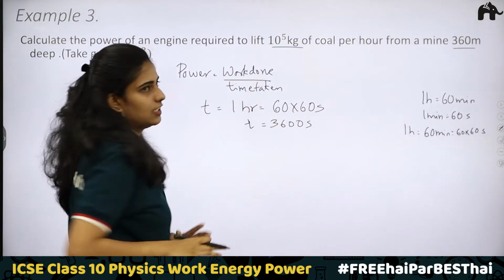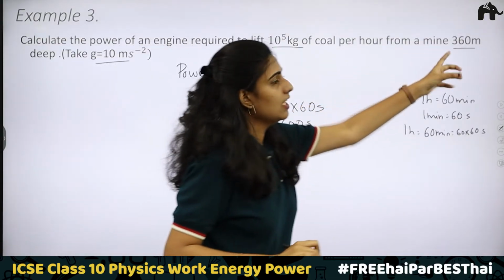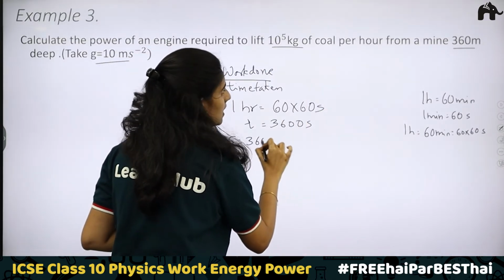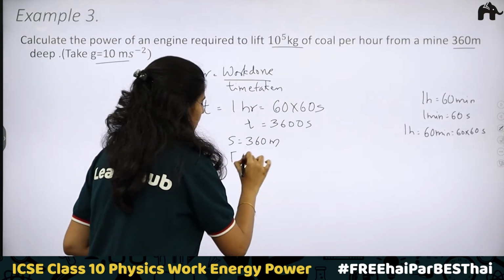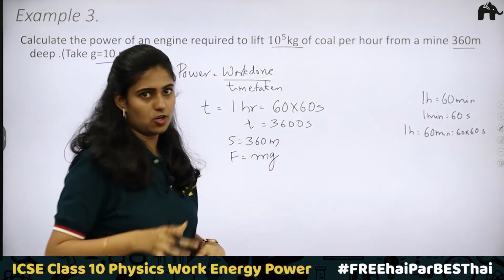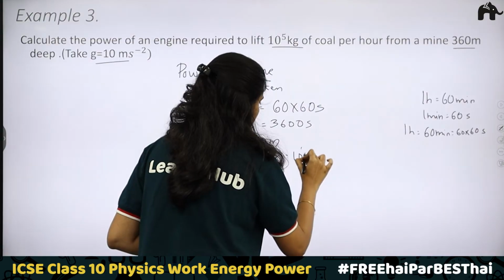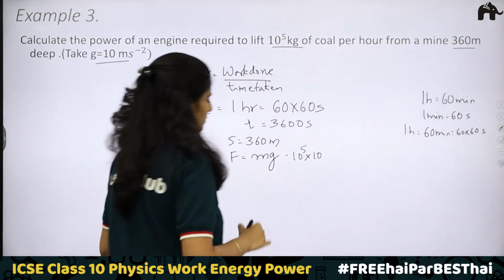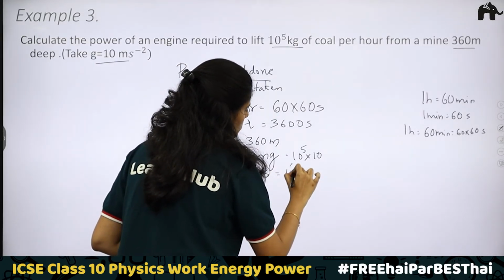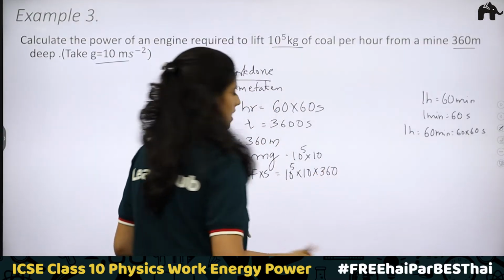Now we have to find work done. We know work done is force into displacement. Displacement is also given. It is lifted through a height of 360 meters, so S is equal to 360 meters. Here force will be equal to mg, because it is the weight of the body. The body is being lifted against gravity. M is 10 raised to 5 and acceleration due to gravity is 10. Work is equal to force into displacement, which is 10 raised to 5 into 10 into 360 meter. That is the height.